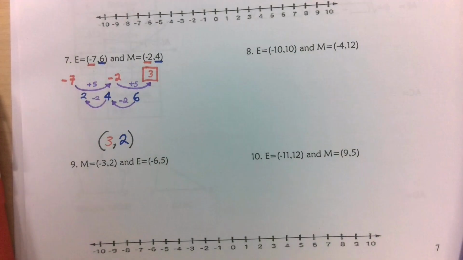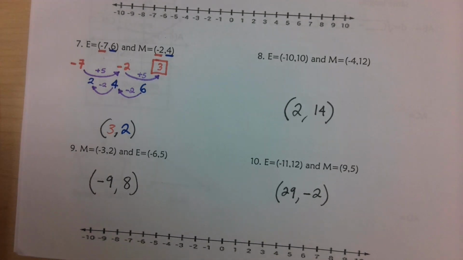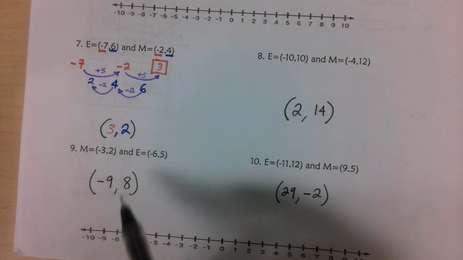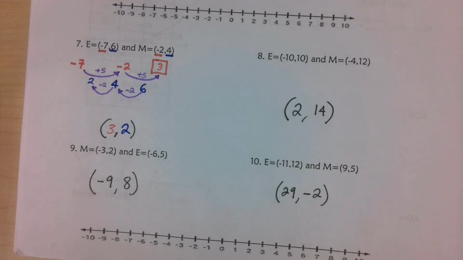Once again, I'd like you to try practicing this on your own, so pause the video and see how you do. How'd you do? 2, 14, negative 9, 8, and 29, 2. This is a huge bunny hop of 20 to get from negative 11 to 9. But we got there. Let's flip the page.